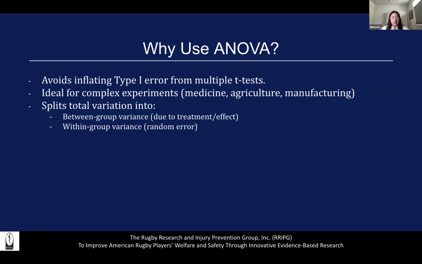Let's say you're comparing test scores from students who use three different study methods. Running a bunch of t-tests would increase the risk of getting a false result just by chance. ANOVA solves that by doing one overall test. It splits the variance in the data into two parts: one caused by the differences between the groups, and the other by random variation within the groups. The bigger the between-group variance compared to the within-group noise, the more likely it is that something real is going on.